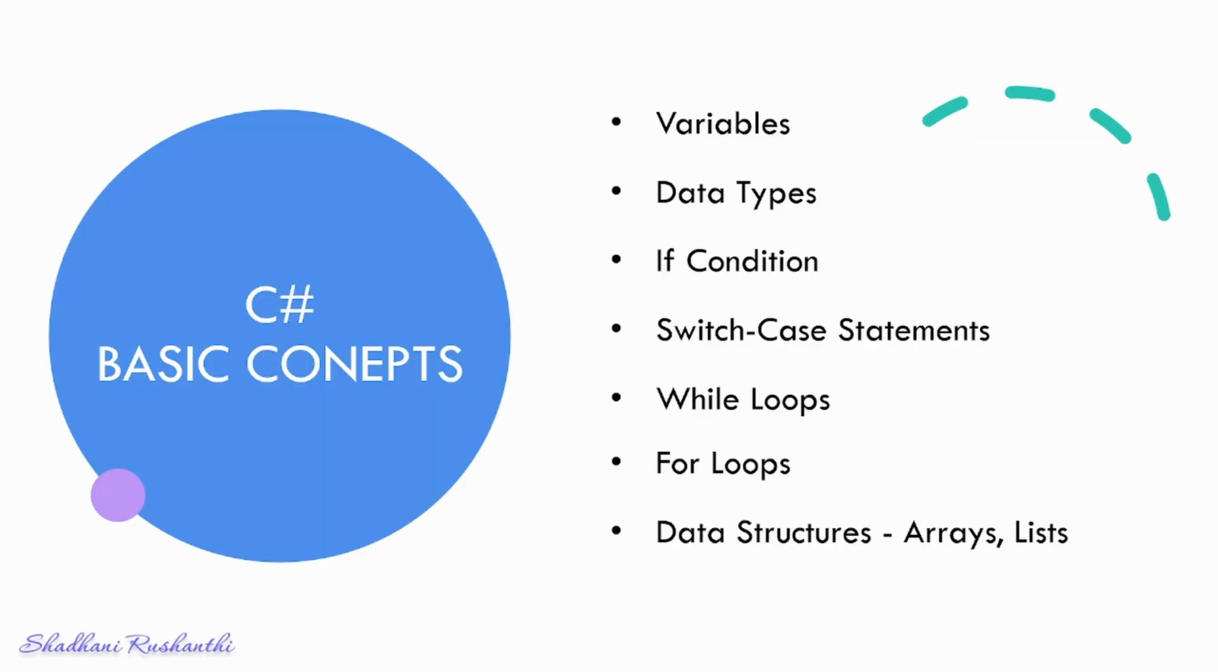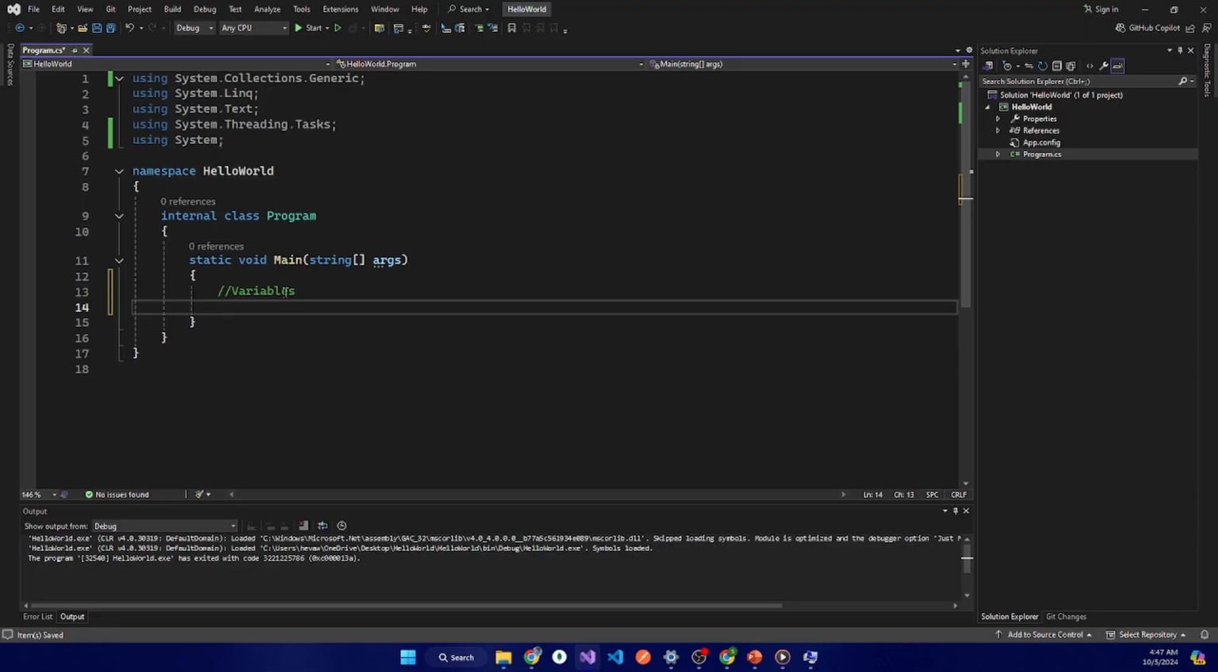In this chapter, let's learn some basic concepts of programming using C# language. Here, we'll learn about variables, data types used in programming, what is an if condition, what is a switch case statement, and types of loops like while loops and for loops, and some basic data structures like arrays and lists. Let's start with variables.